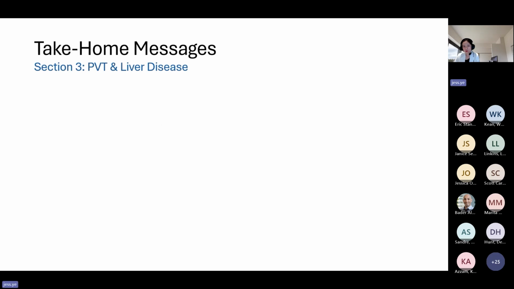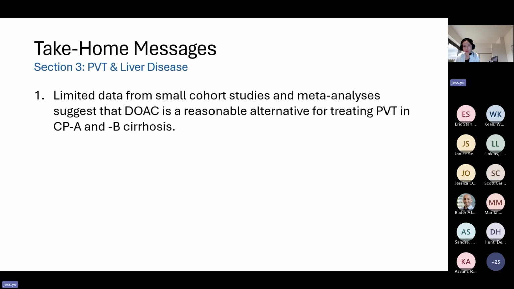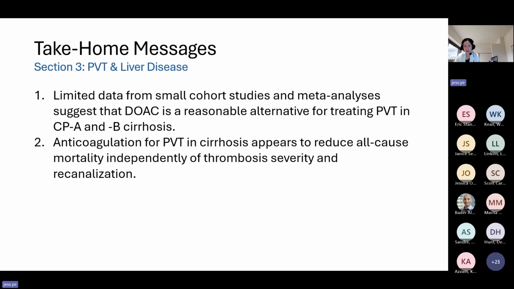For the final section, portal vein thrombus, what are the take-home messages? The limited data from, again, small cohort studies and meta-analyses suggest that DOACs are a reasonable alternative for treating portal vein thrombus in Child-Pugh A and B cirrhosis. Anticoagulation in portal vein thrombus in cirrhotic patients appears to reduce all-cause mortality independently of thrombosis severity and recanalization. Again, this is based on observational data.